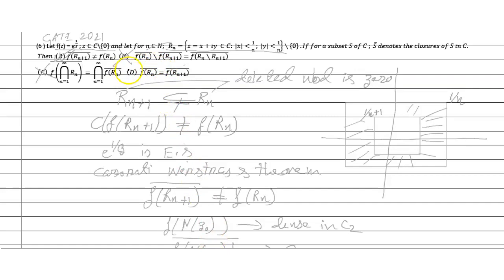In the case of option D, the closure of f(Rn) equals the closure of f(Rn plus 1), because the closure of f(Rn) by the Weierstrass theorem is C, and the closure of f(Rn plus 1) is also equal to C. Closure means the set of all limit points, the set of all limit points is called closure.